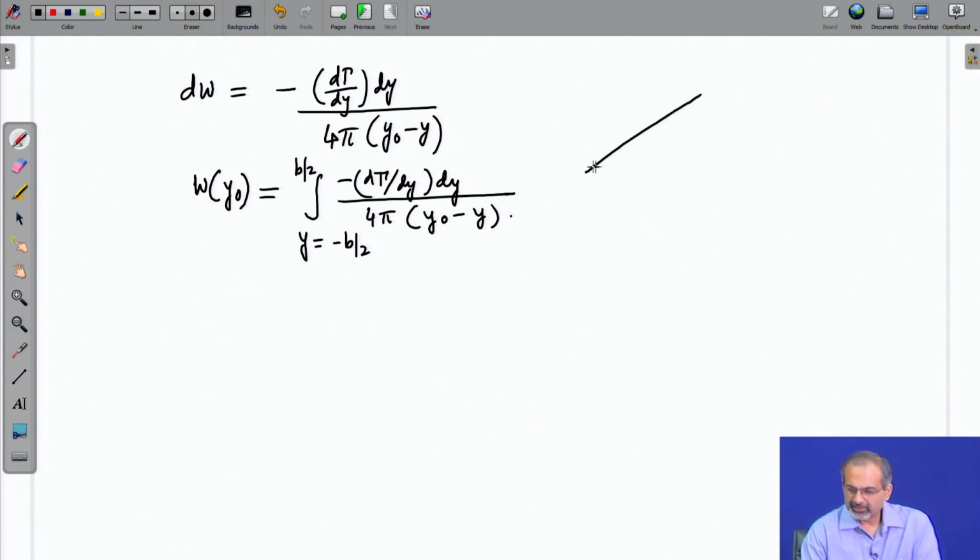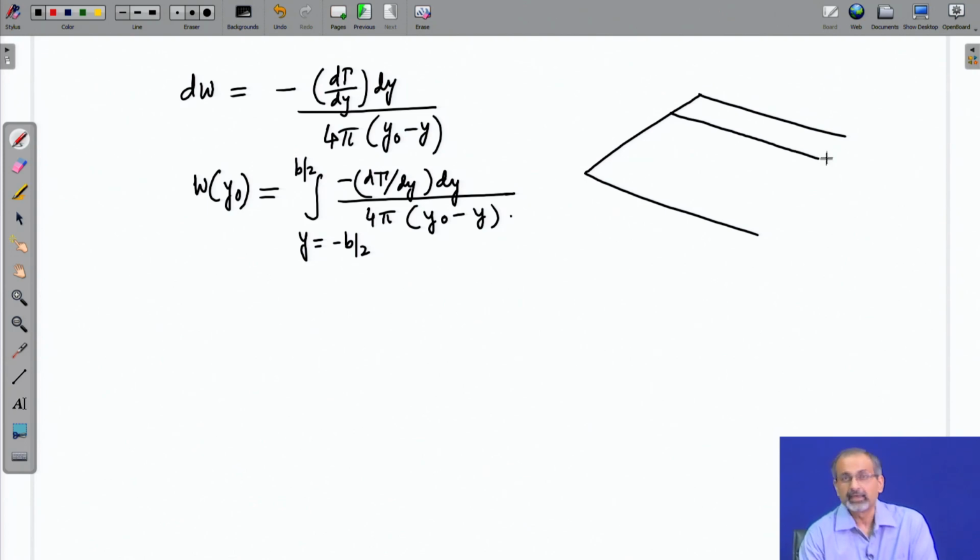As I already said, when you are looking at any one particular element of the trailing vortex sheet, you have to be very careful about the location of that trailing vortex line and the location of y naught. So, if this is having a counterclockwise movement, then any point to its right will see an upwash, any point to its left will see a downwash. So, this has to be kept in mind clearly.